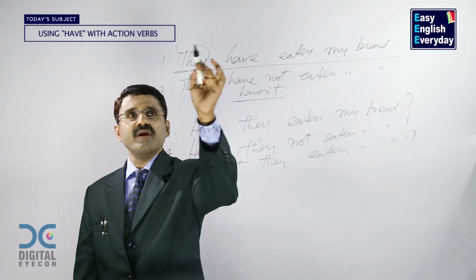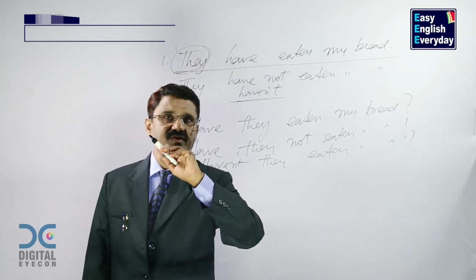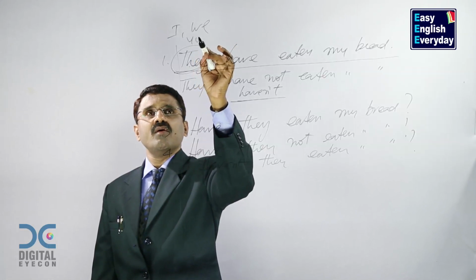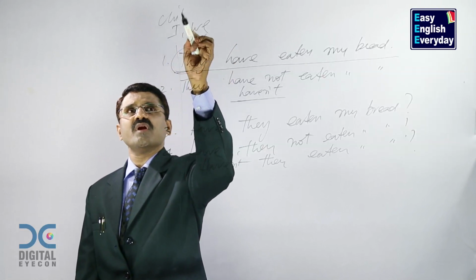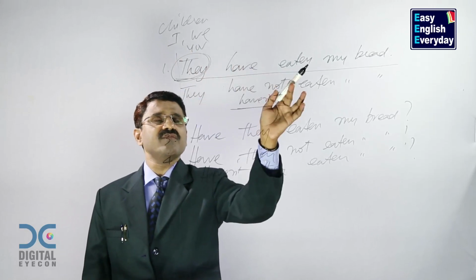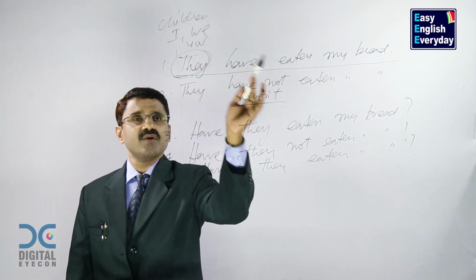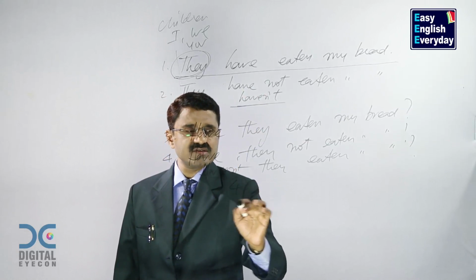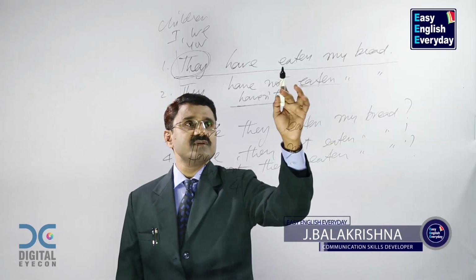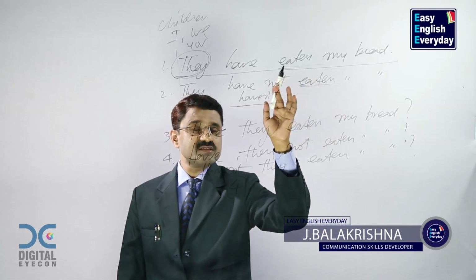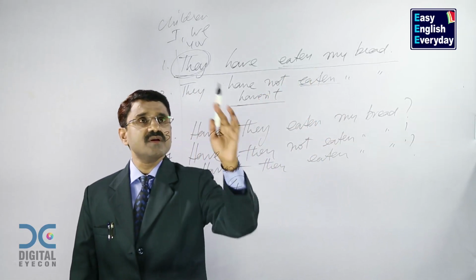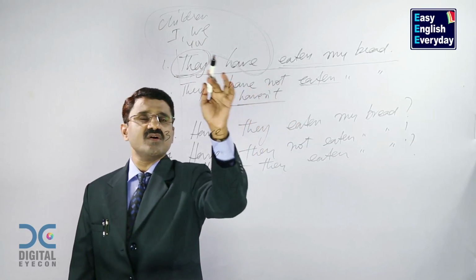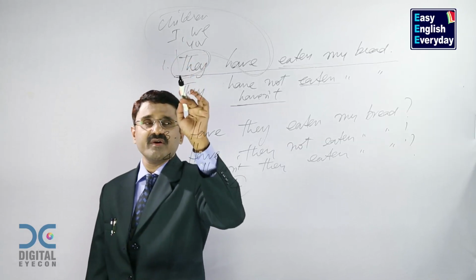So after you make some 25 sentences with they, replace it with I or we or you or any plural noun like this. Children have eaten, we have eaten, you have eaten, I have eaten. So take different past participle forms of the verbs, put them here. This is going to be fixed for all of us. This is not a big deal. This is not your achievement.